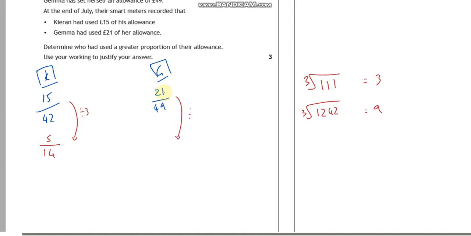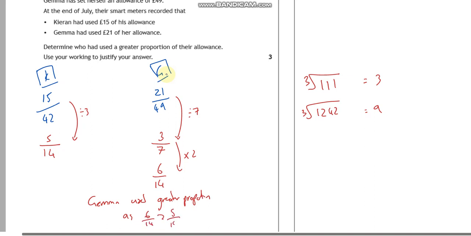So I know this one doesn't divide by 3, but I know the top and bottom divide by 7, so I can simplify that. So 21 divided by 7 is 3, and 49 divided by 7 is 7. Okay, nice one. So then all I need to do is times that by 2. That'll give me 6 over 14. So I'm comparing 5 14ths and 6 14ths. So who used a greater proportion of their allowance? Well, 6 over 14 is Gemma. Gemma used a greater proportion, as 6 over 14 is greater than 5 over 14.